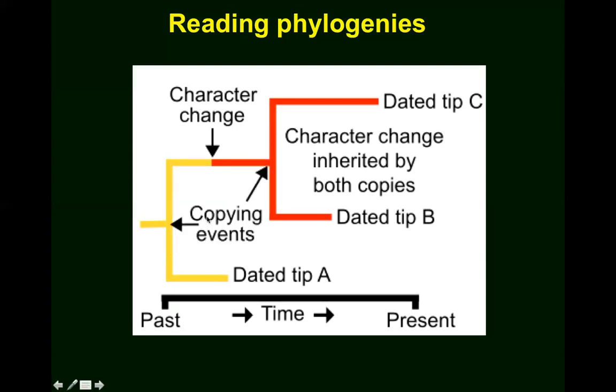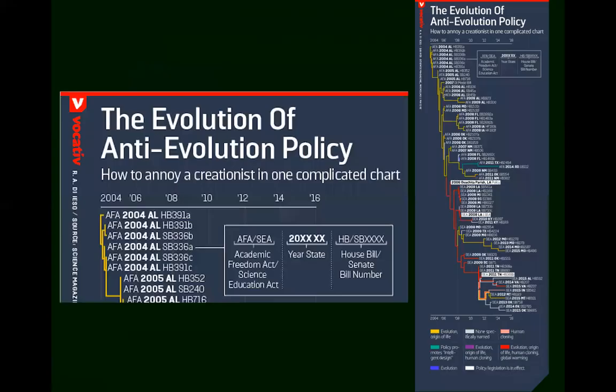All right, and the copying events, are these what we would call speciation events, but in a phylogeny of texts, these splitting events are essentially a copy is produced and perhaps modified, and then more copies are produced. All right, so this led to this: the journalist picked up the article once it was published, the evolution of anti-evolution policy, how to annoy a creationist in one complicated chart.